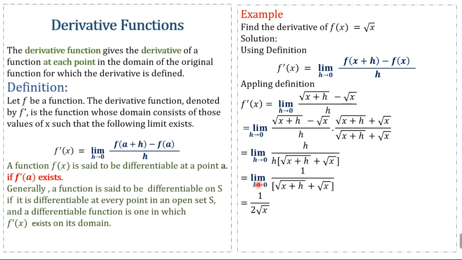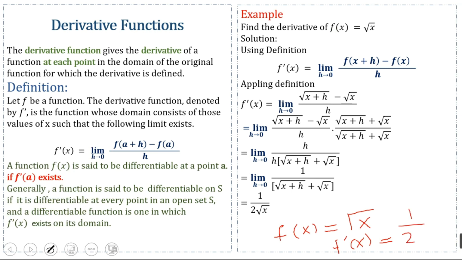Okay, so this is the derivative of the given function f of x, that is equal to the square root of x, and the derivative of this function we have found using the definition, which is 1 divided by 2 square root of x.